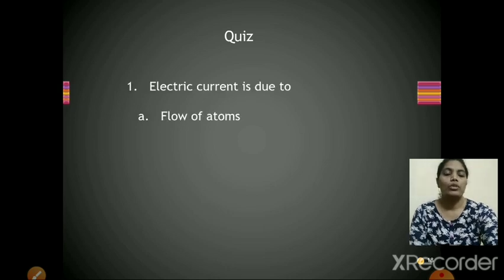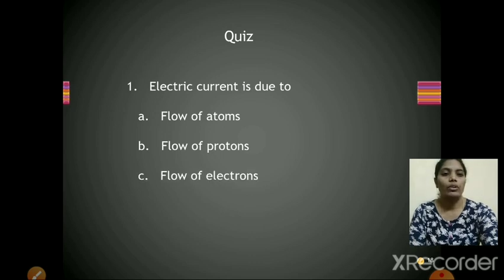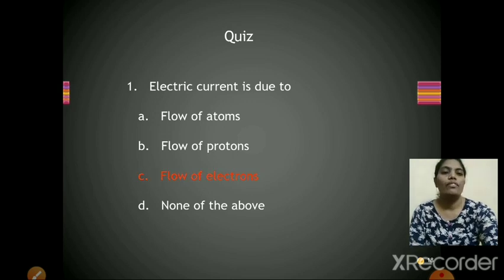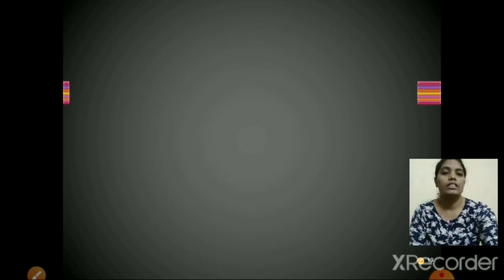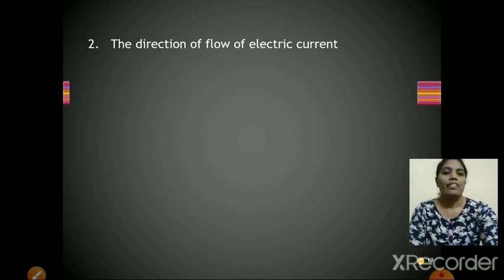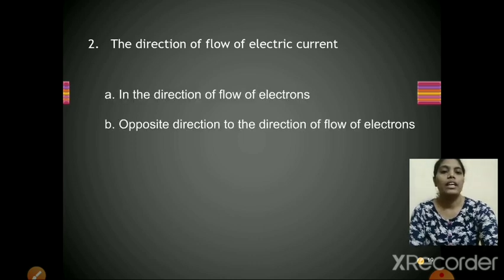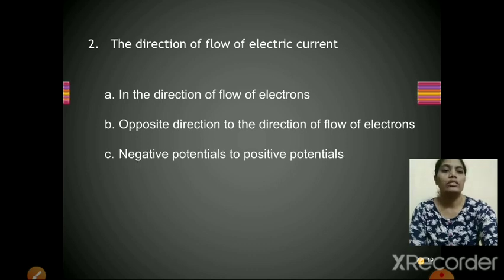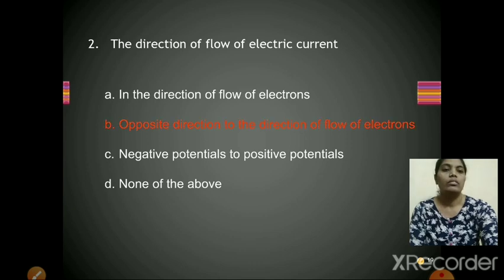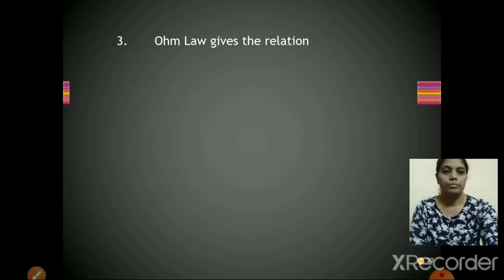So let us see how much we learned in this session. Electric current is due to flow of atoms, flow of protons, flow of electrons, or none of the above. Obviously it is because of flow of electrons, which are negatively charged particles. The direction of flow of electric current is in the direction of flow of electrons, opposite to the direction of flow of electrons, negative potential to positive potential, or none of the above. This is opposite to the direction of flow of electrons.